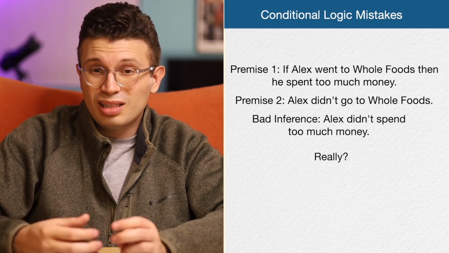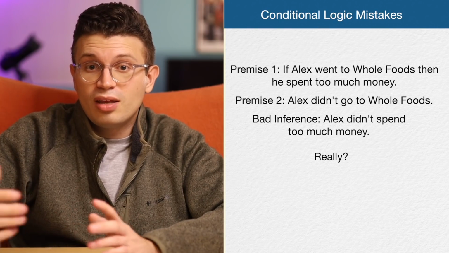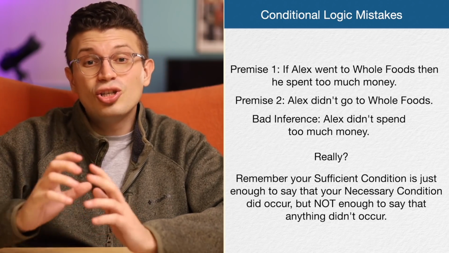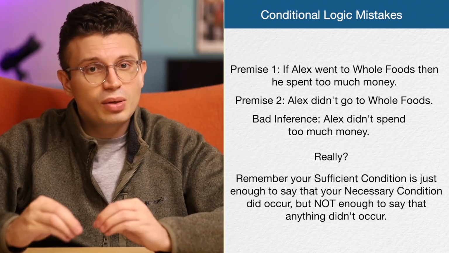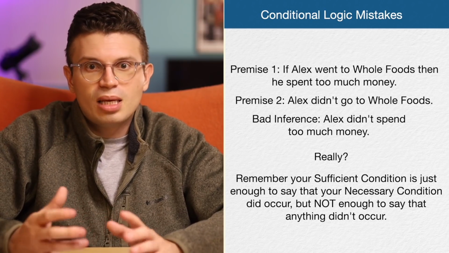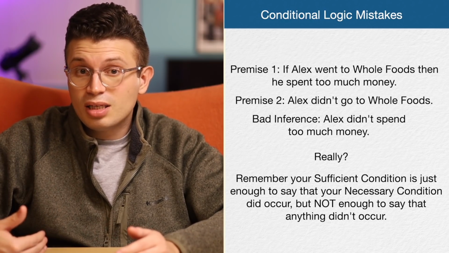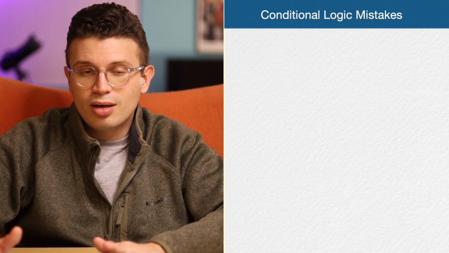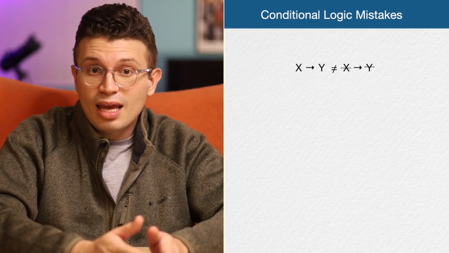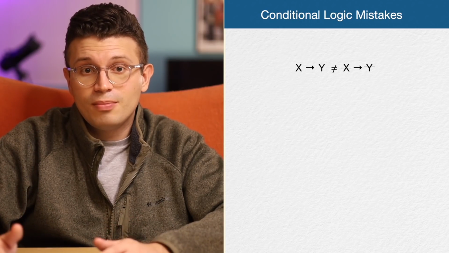Like, really? Can we definitely conclude that I did not spend too much money? There's no other way I could have spent too much money than just shopping at Whole Foods? Okay? Remember, your sufficient condition is just enough to say that your necessary condition did occur, but not enough to say that anything didn't occur. That's the same thing as just negating your conditional, which we saw very early on in the lesson, you can't do. That's bad. We cannot do that. Okay, so we see here I've got a pretty basic example, right? If X then Y is not the same thing as if not X then not Y.